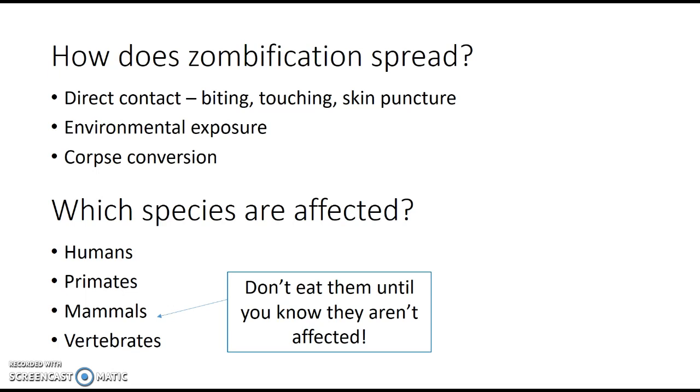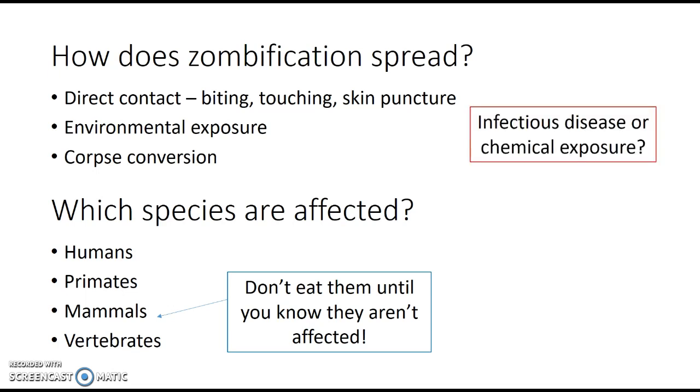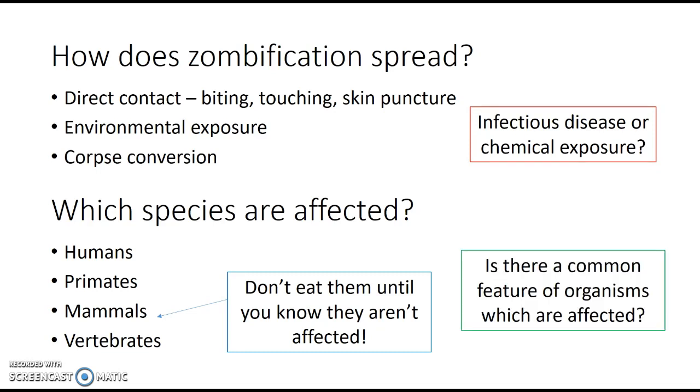So these observations help us answer a couple of questions. First, an important question: is there some sort of infectious disease or chemical exposure that we could potentially prevent? If we have preventable means and we can identify what is causing this particular outbreak, then we're much more likely to be able to combat it.